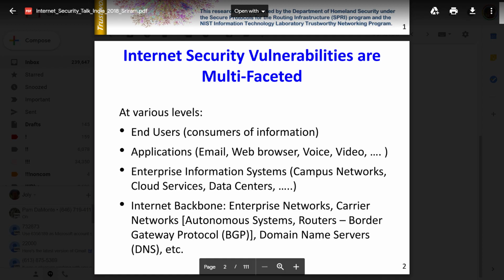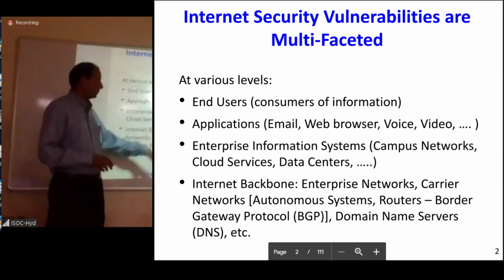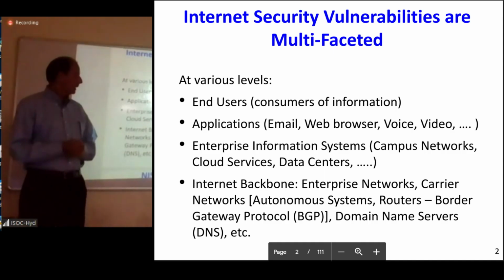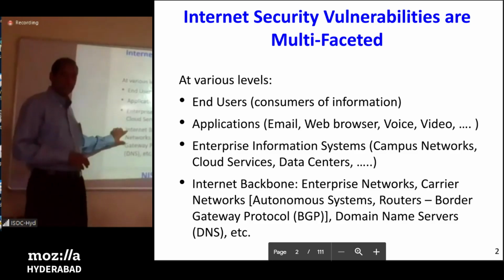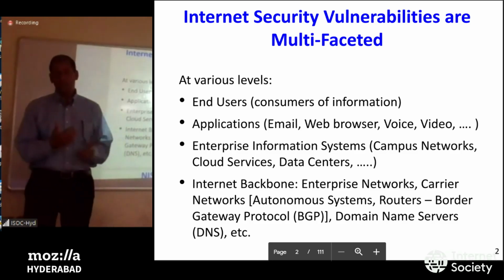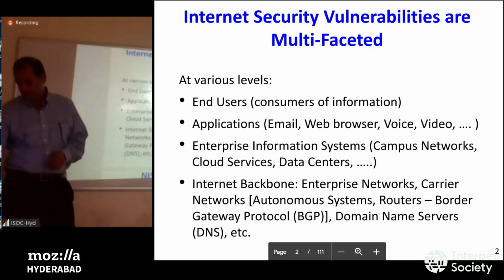Finally, the internet backbone, where you have enterprise networks and carrier networks, each has its own autonomous system, and they are interconnected with the border gateway protocol. The border routers speak the BGP protocol in order to exchange reachability information. So they have vulnerabilities, as well as the domain name systems on which the internet services heavily rely. They have vulnerabilities as well. You perhaps know DNS has DNSSEC as a solution. So today we'll focus on the border gateway protocol, or BGP, and the security for that. We'll look at the vulnerabilities and then also discuss the security.